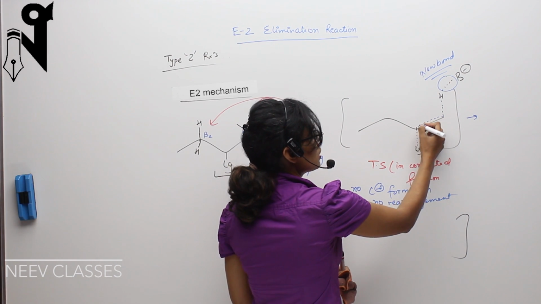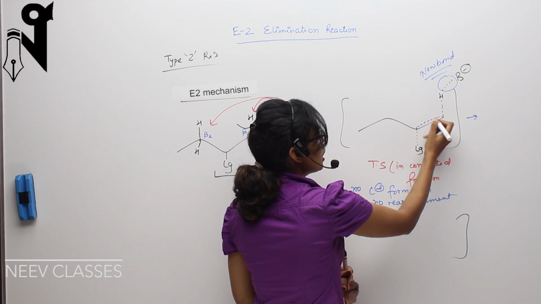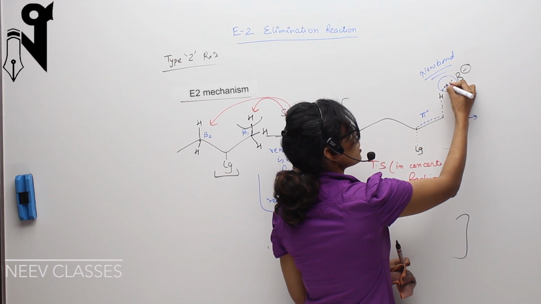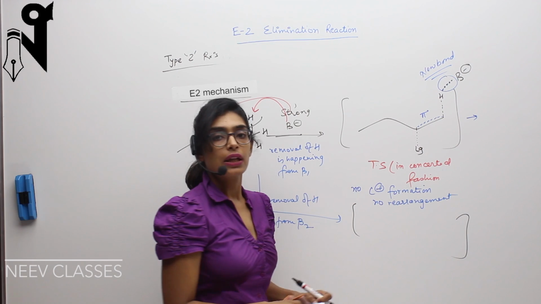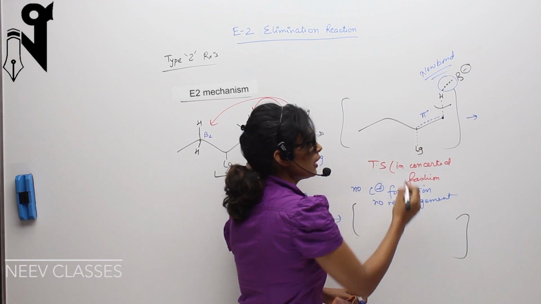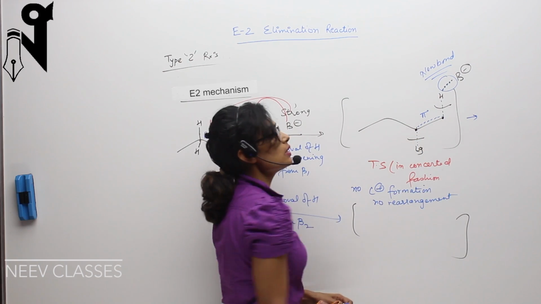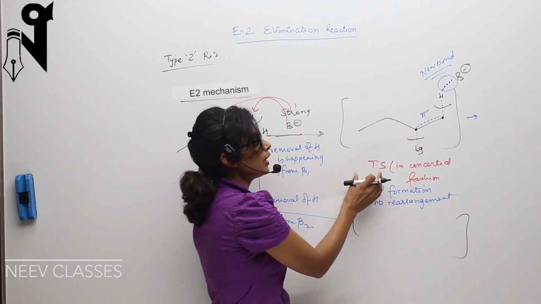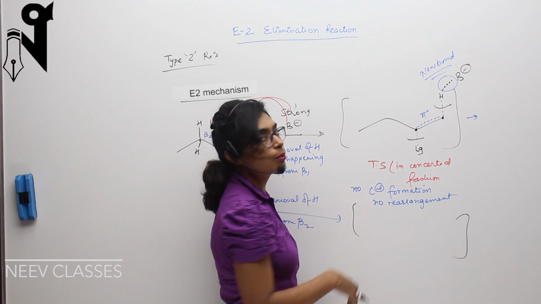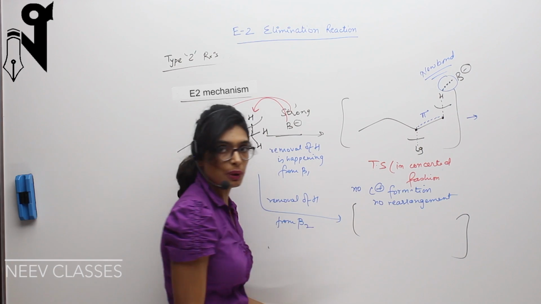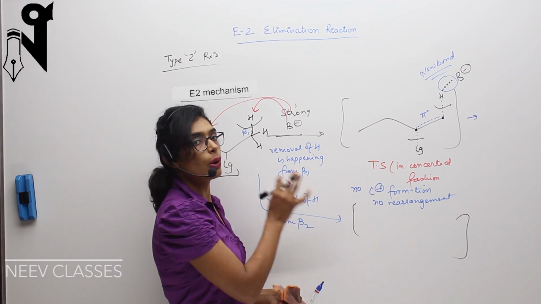These are the new bonds forming. One is this pi bond, and another is the bond between base and hydrogen. Whereas the bond between this hydrogen and this beta carbon is breaking, and the bond between this carbon and the leaving group is breaking. So this reaction also happens in the concerted fashion. So this transition state has a few bonds forming and a few bonds breaking simultaneously. So no carbocation will be formed, no rearrangement will happen, exactly in the same manner as in SN2.